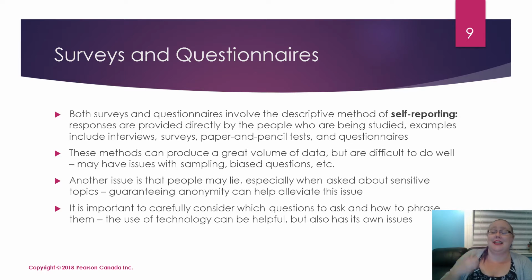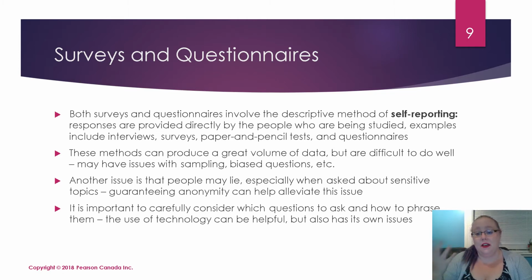So it's really easy to get a lot of data back in those cases, but we have to keep in mind they're difficult to do well. There may be issues with sampling, so maybe certain types of people are more likely to respond than others. You may have biased questions, and it's really hard, especially if you're using technology, to know if the participants are even understanding what you're asking them. You're not there for them to ask about interpretations of questions and things like that. So there are even further issues that using technology can add to the self-report methods of research.